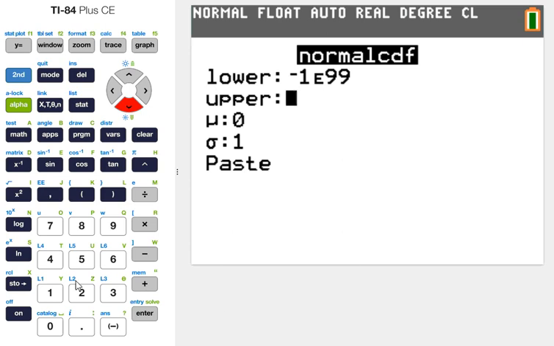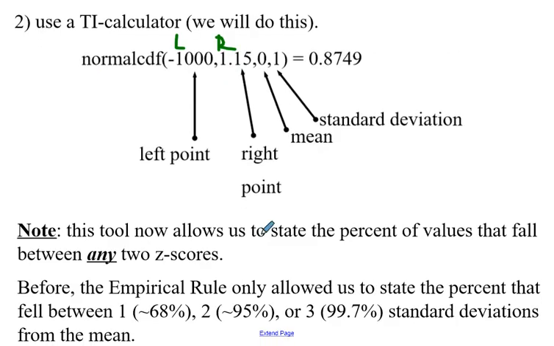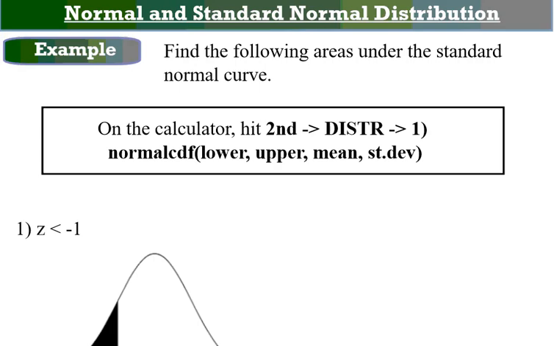The upper value is 1.15. Because we have a mean of 0 and a standard deviation of 1, since we're the standard normal, we're good. We hit enter, and there's our probability, 0.8749. Same exact probability that we had before. Note, this tool now allows us to state the percent of values that fall between any two z-scores. Before, the empirical rule only allowed us to state the percent that fell between 1 or 2 or 3 standard deviations from the mean. So that's really the power of the normal distribution.